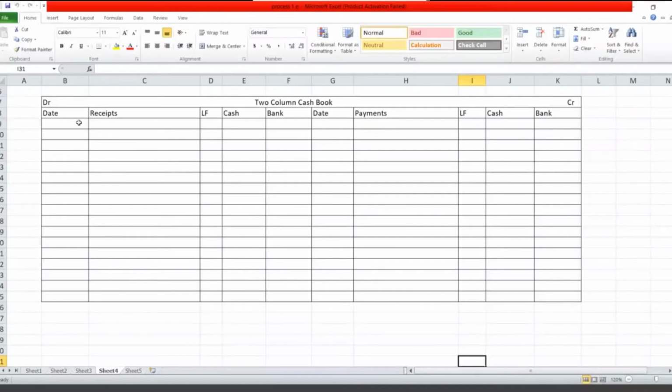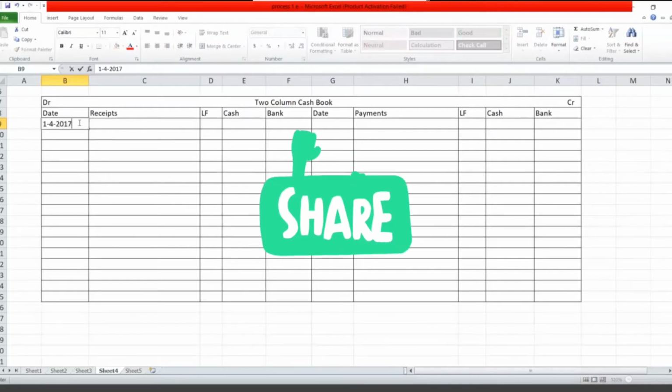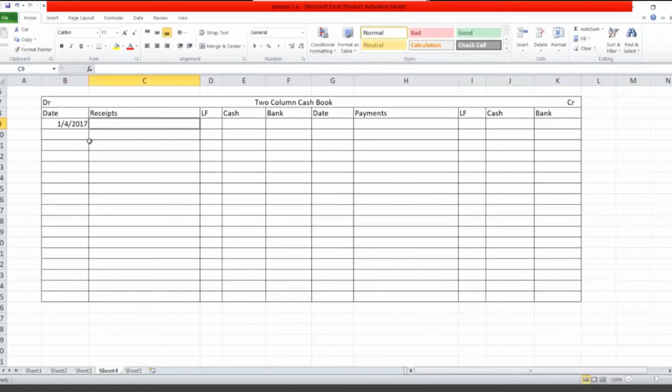Okay, so what is the first transaction? Here the first transaction is on 2017 April 1st, that means 1/4/2017. What is the transaction? Cash balance and bank balance. I call it balance brought down. Write down in the cash column 15,000, and write down in the bank column 2,20,000.